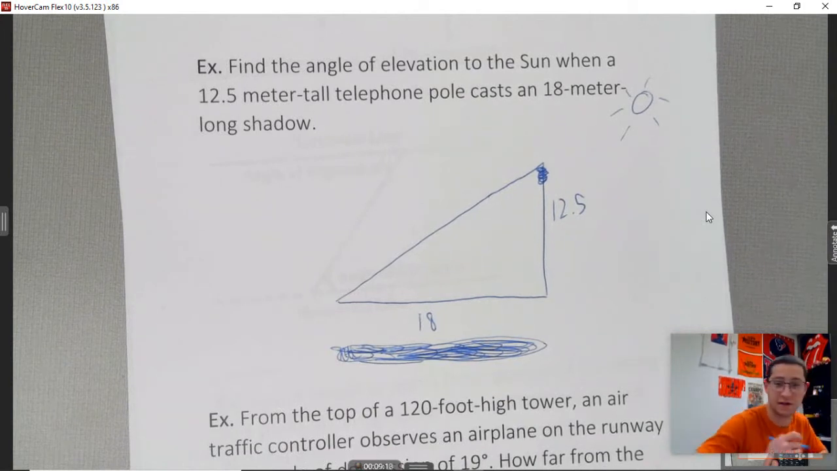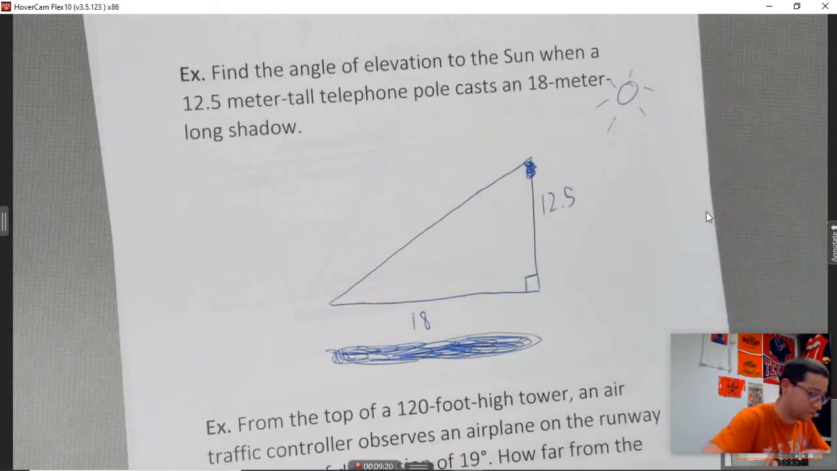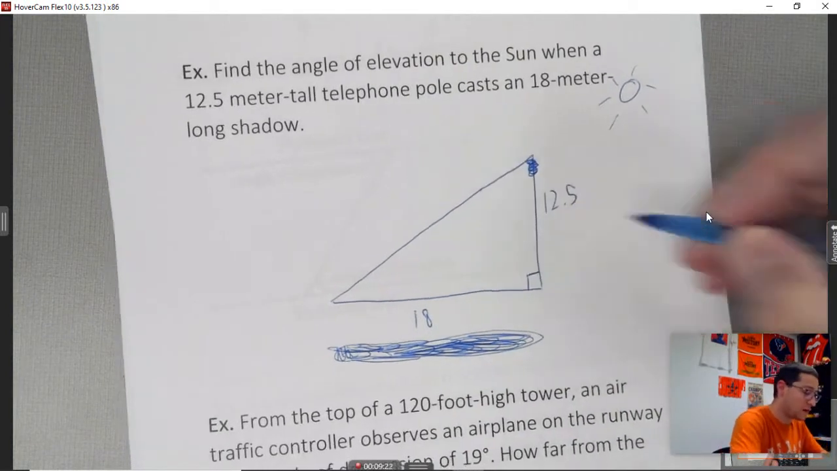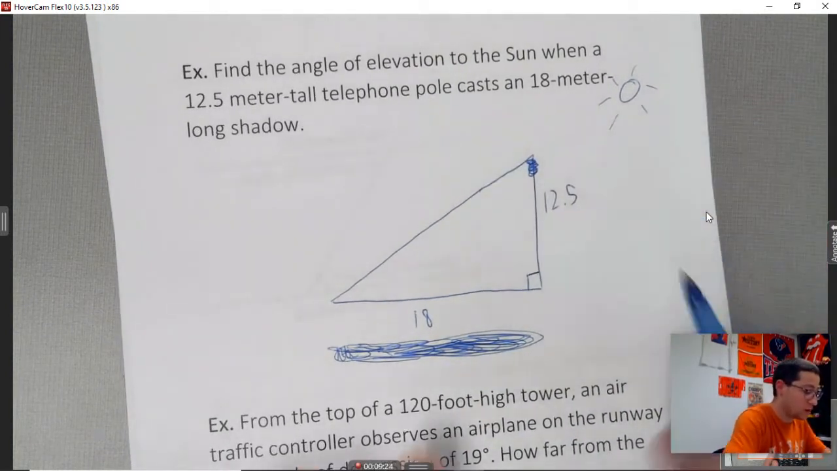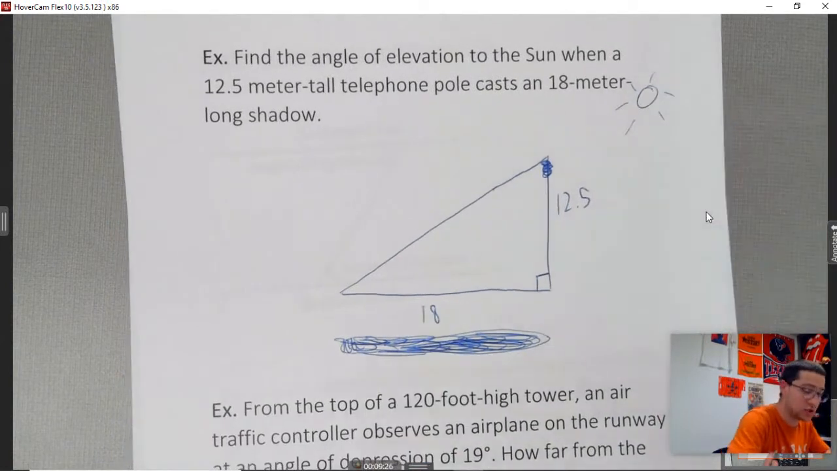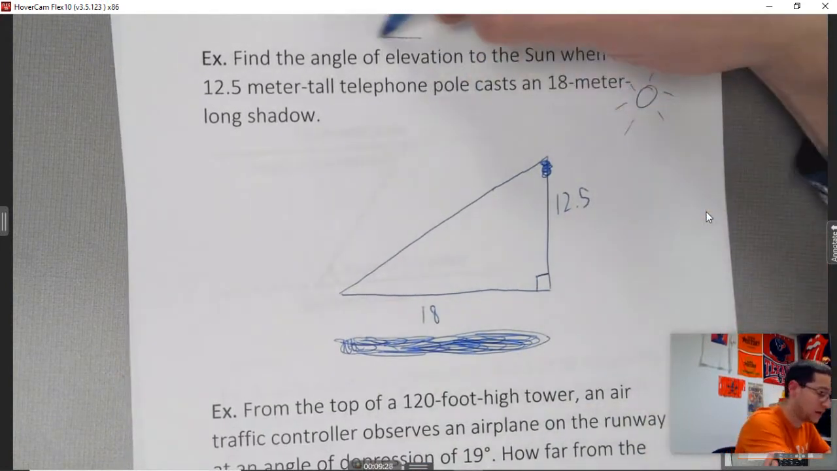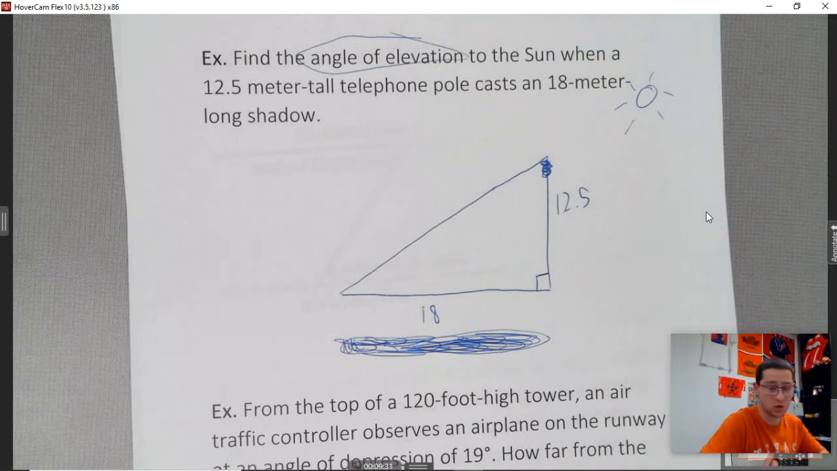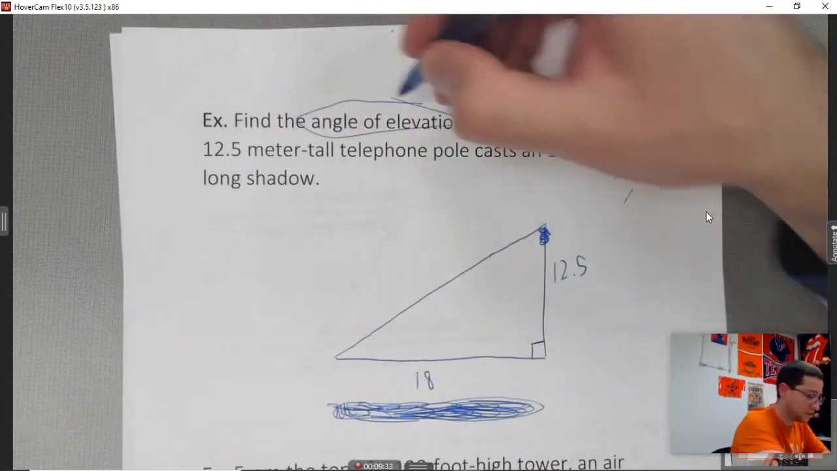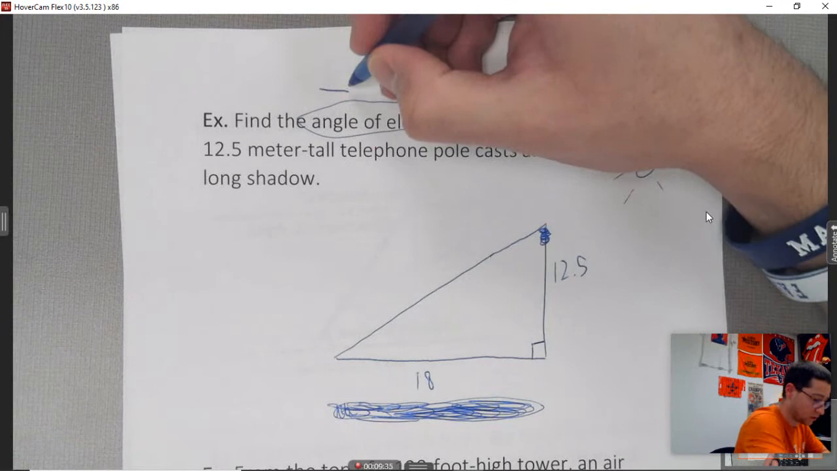Okay, right angle. You got a 12.5 meter tall telephone pole, 18 long shadow. Here's the sun. We're asked to find the angle of elevation to the sun. So angle of elevation. Maybe we draw a quick horizontal line.